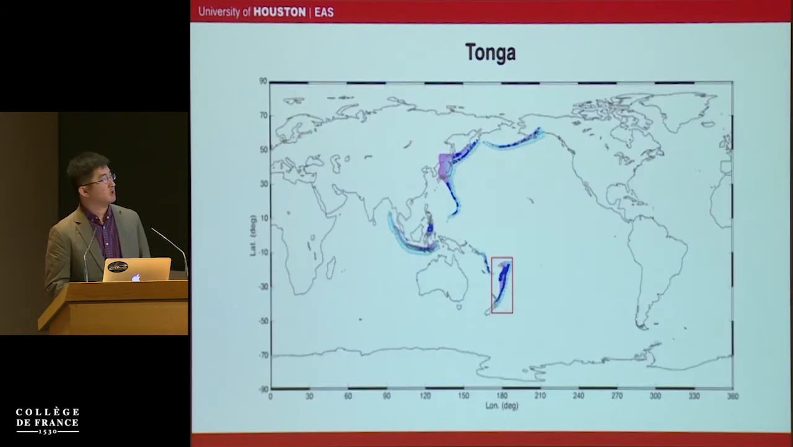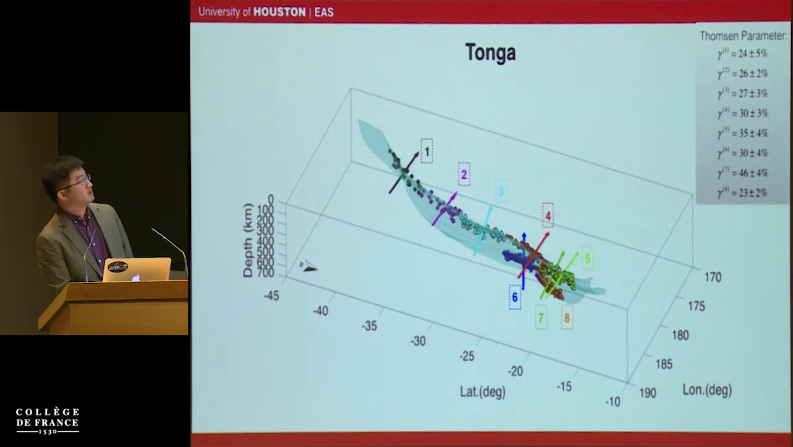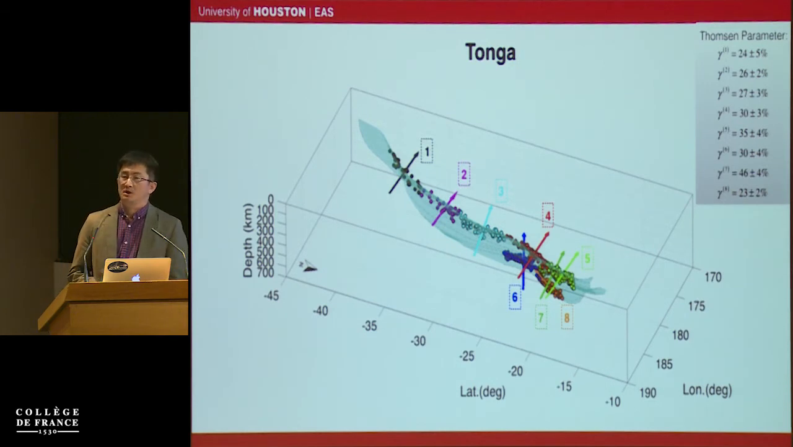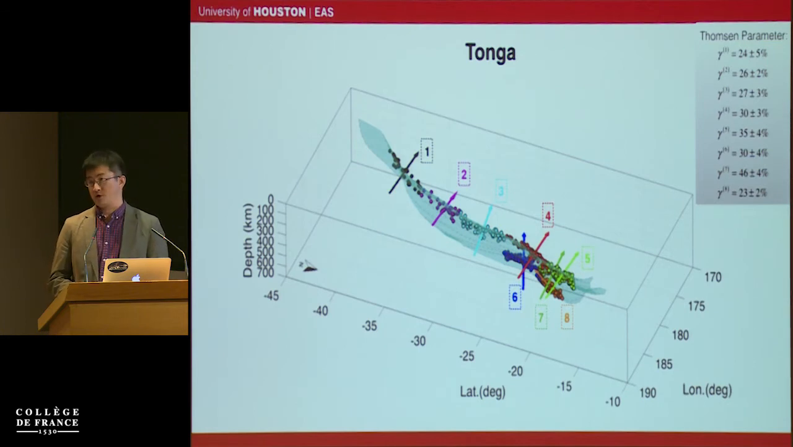So first one is Tonga. As I said, we're going to invert anisotropy. First one is the axis, symmetry axis, for each group of earthquakes. We divide the earthquakes using the k-means clustering method. In Tonga, we divided into 8 groups. Black color is one group, pink is the second group, cyan is the third group, and fourth. 8 groups. For each group, we invert the symmetry axis and shear wave anisotropy gamma.